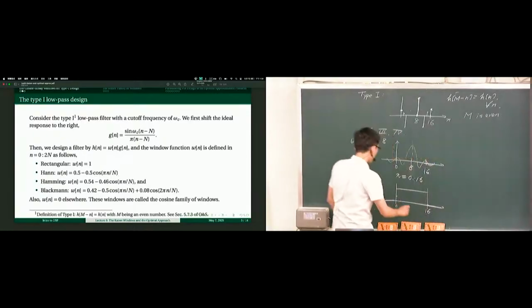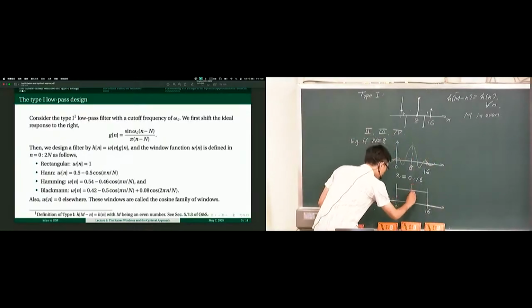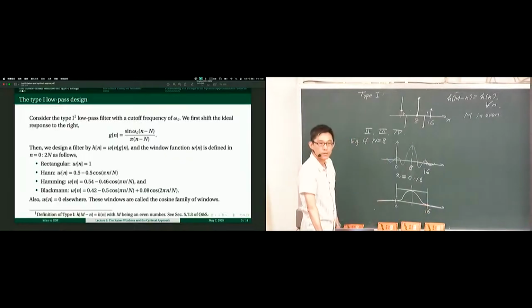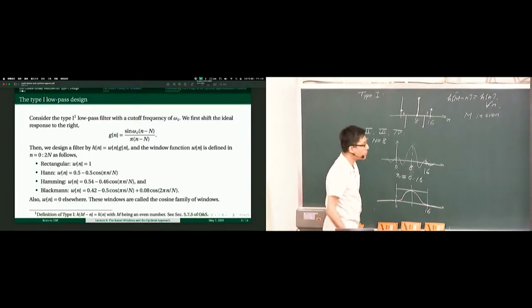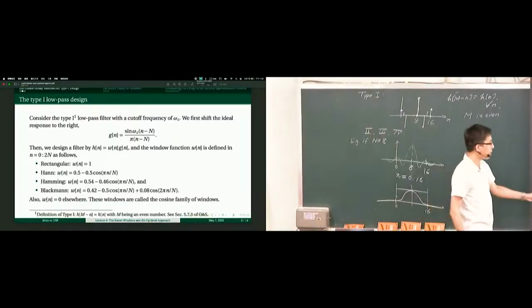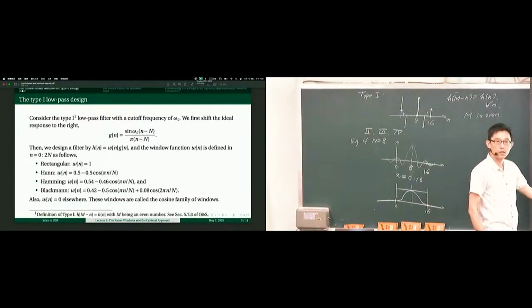So let's take a sketch. The Hahn window is basically cosine square, so it touches 0 at both edges. Okay, that's a Hahn window. And then the Hamming window is very similar to Hahn. We didn't show the exact expression for the two of them, but now you can take a look.